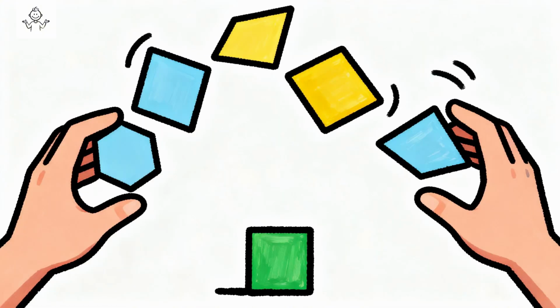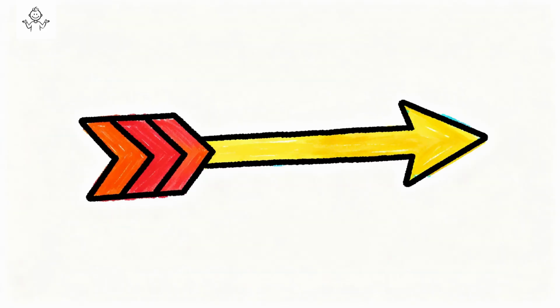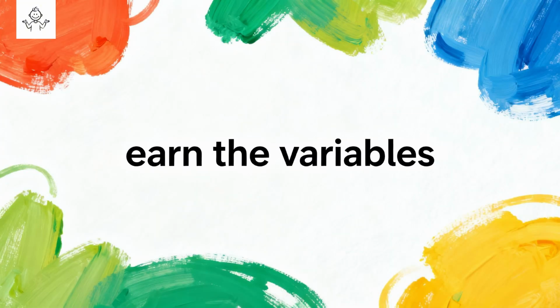Repair tactics. Swap metaphors until one survives a prediction test. Sketch the pipeline. Inputs. Arrow transforms. Arrow outputs. Write the formula last. First, earn the variables with words.